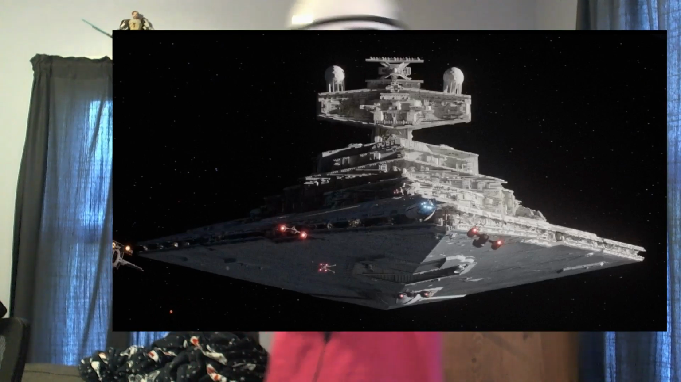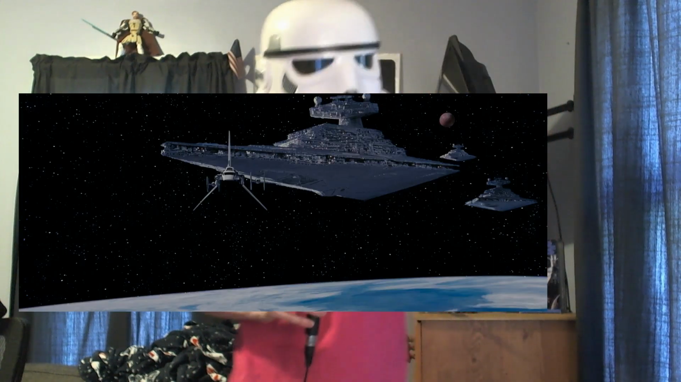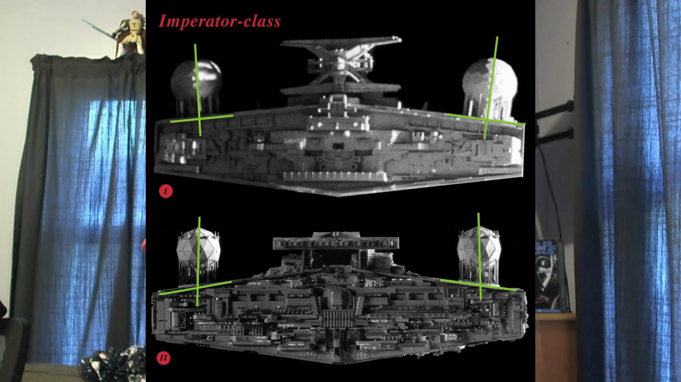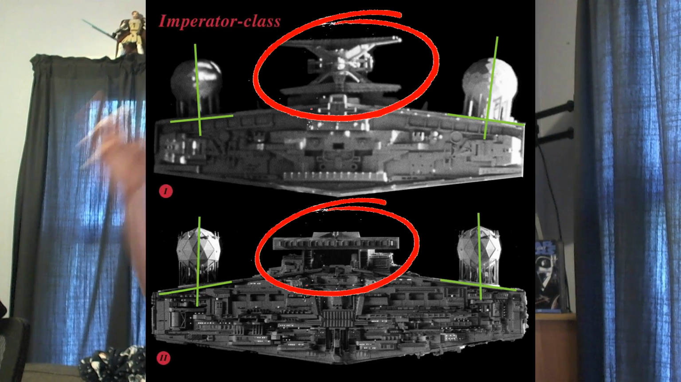So anyway, here's a picture of the ISD-1. Right? Here's a picture of the ISD-2. If you haven't figured it out yet, the difference is that little thing on the top. It's a sensor array. Basically, it's how we communicate, because space is really big, and it's difficult to get a signal out there. So we need this big communicator array to get a signal.